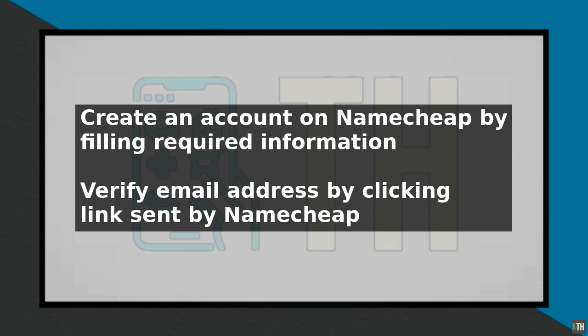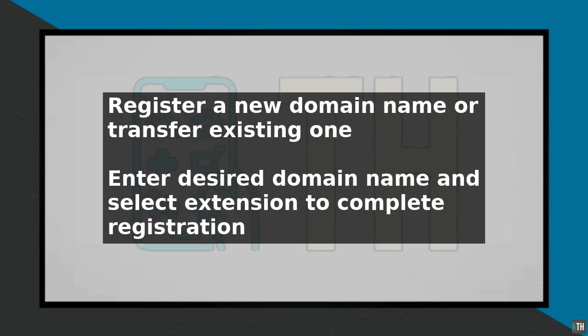Once you have created and verified your account, log in to the Namecheap dashboard and click on the Domain Manager tab. Here you can register a new domain name or transfer an existing one to Namecheap. Enter your desired domain name in the search bar and select the extension you want, such as .com or .net. Follow the prompts to complete the registration process and pay for your domain name.